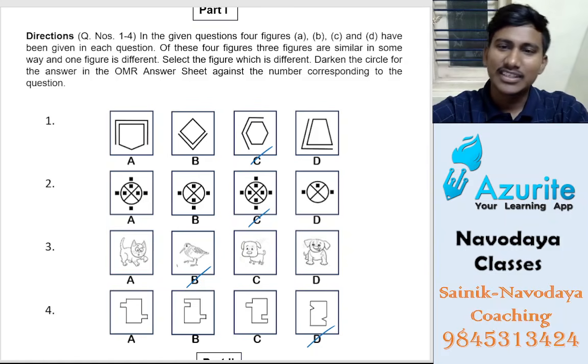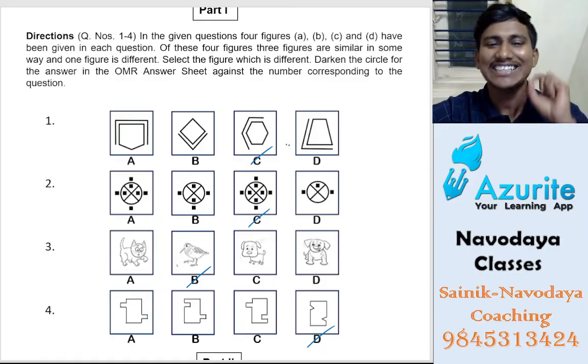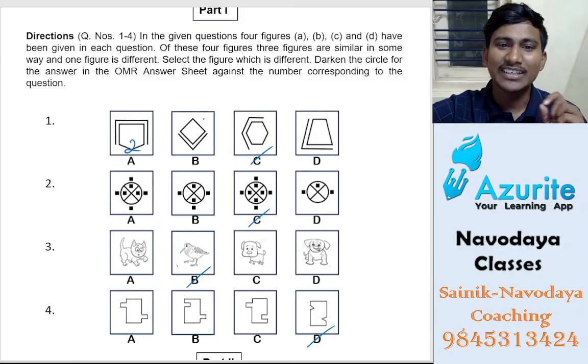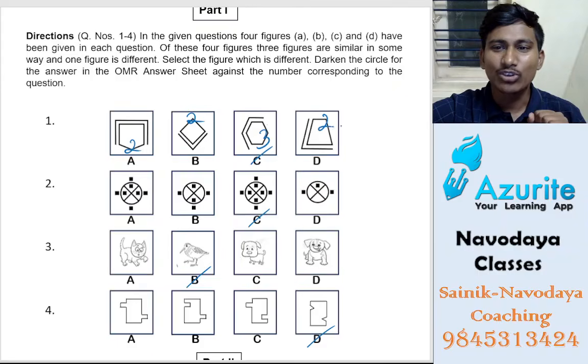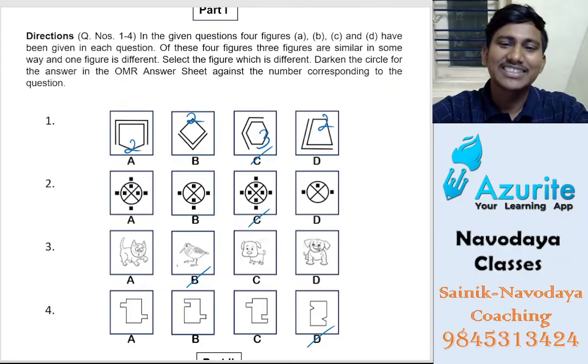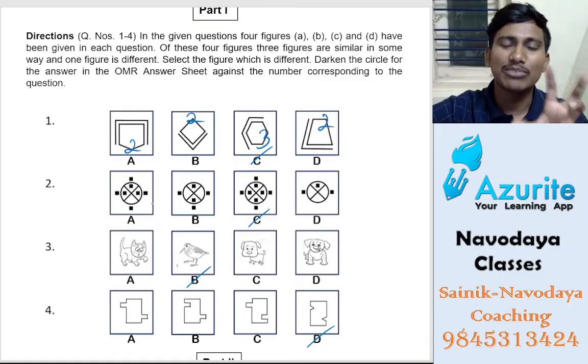So, students, the first answer is C, the second is C, the third is B, and the fourth is D. So the first one, how is it C? See here, only two sides are not covered. Here also two are not covered. Here, one, two, three, three sides are not covered. Here two sides are not covered. Which is the answer? The one where three sides are not covered. Option C.